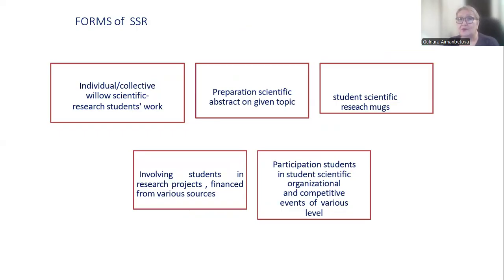What are the forms of scientific research? Individual, collective, or real scientific research work of students. Preparation of a scientific abstract on a given topic. Student scientific research also involves students in research projects financed from various sources. Participation of students in student scientific organizational and competitive events of various levels.